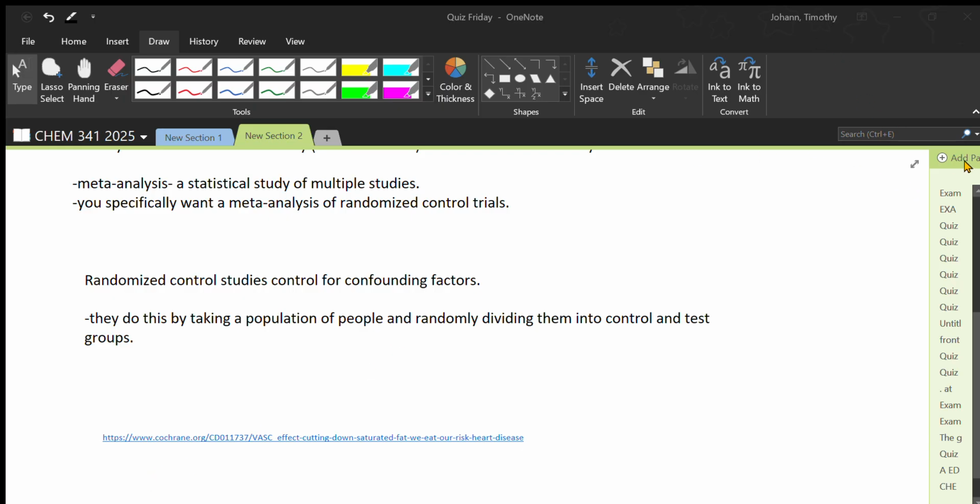The effect of cutting down on saturated fat on heart disease. So this is a meta-analysis where they have a study here. We wanted to find out the effects on health of cutting down on saturated fat in our food. So there's some background. We kind of talked about this. Study characteristics.